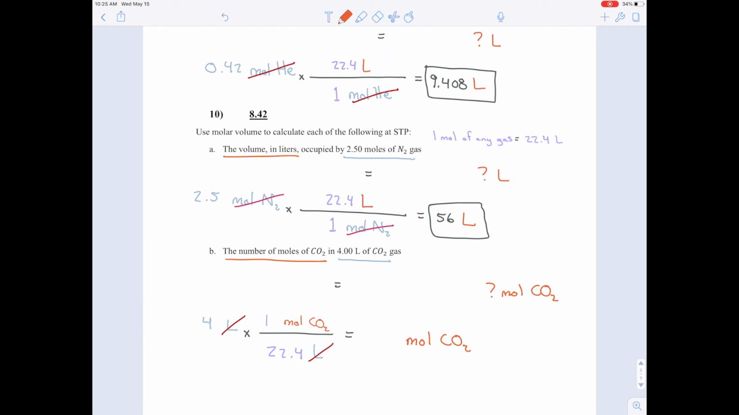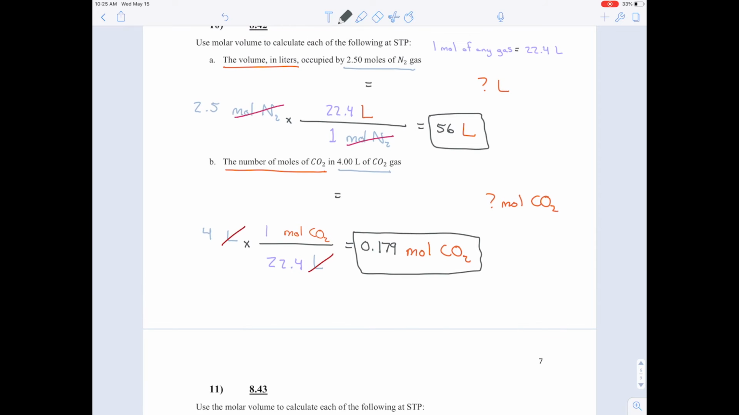So now we just plug this into a calculator. So this is 4 times 1, enter, divided by 22.4, enter, and you should get something like 0.179 moles. I'm getting 0.17857, etc. But you can round the 5 up, and you'll get 0.179. And so that would be the number of moles you'd have in 4 liters of carbon dioxide at STP.